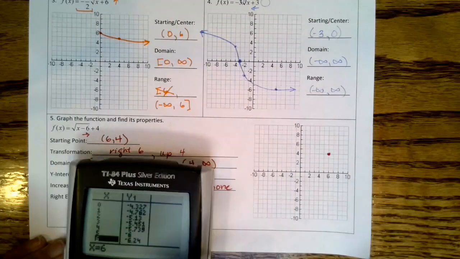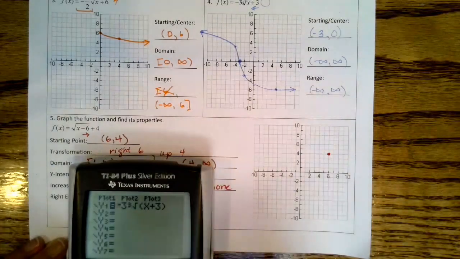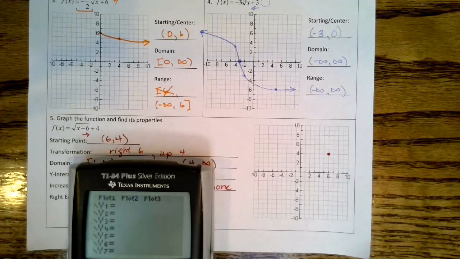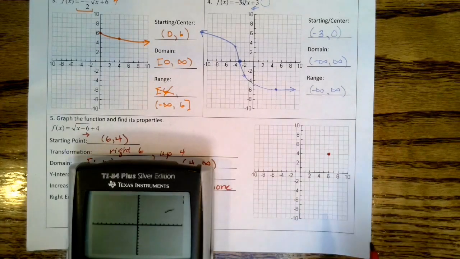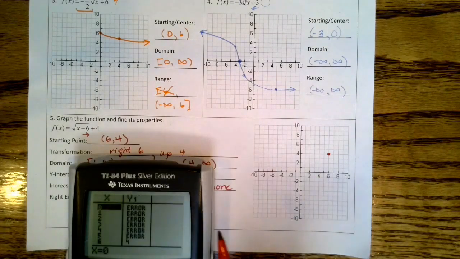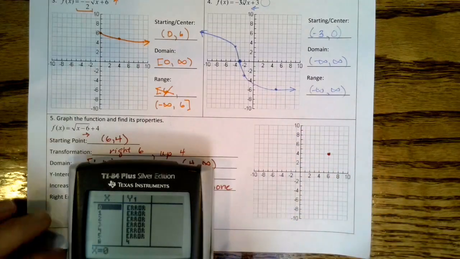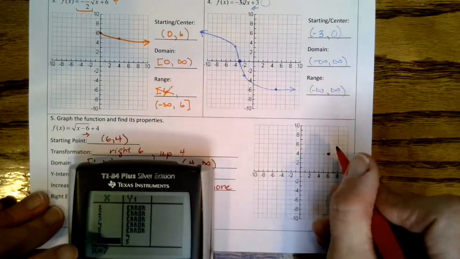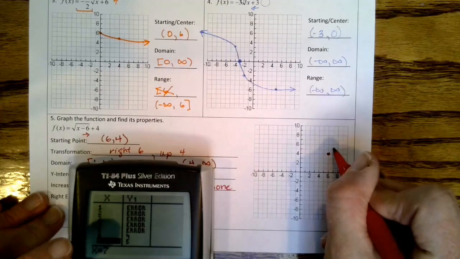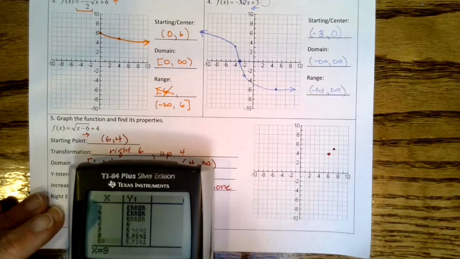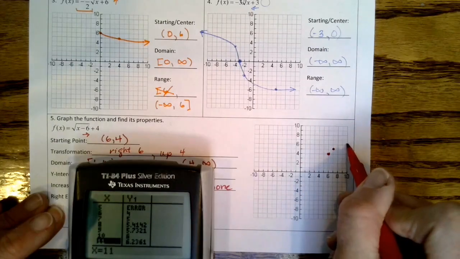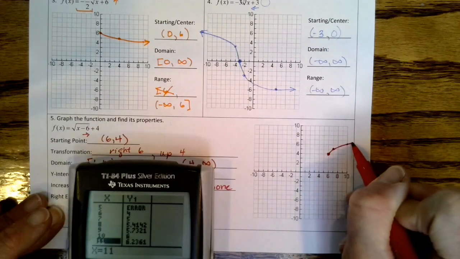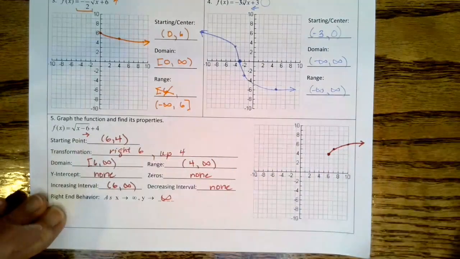Let's go ahead and take a look at this graph and double check our work. So here's my square root of x minus 6, close your parentheses, plus 4. When I take a look at the graph, there it is, and off it goes. When I look at my table, if I put 0 in, that's my y-intercept. It doesn't work out. 6, 4 I have. Here's 7 and 5. And we have 10 and 6. So my square root graph is going to go off in that direction.